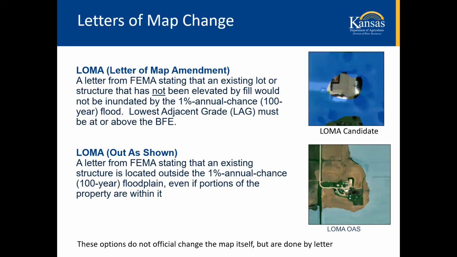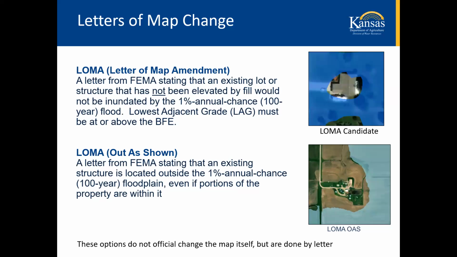So again, the LOMA, or letter of map amendment, states that an existing lot or structure that has not been elevated by fill, it's on the natural ground, would not be inundated by the 100-year flood. And so it shouldn't have been included in the map, but because of the way we have to scale things, sometimes structures or properties accidentally get included, but the lowest adjacent grade is at or above the base flood elevation, so it's not in the floodplain. And then again, that takes away the mandatory purchase requirement and the requirement to follow the ordinance.